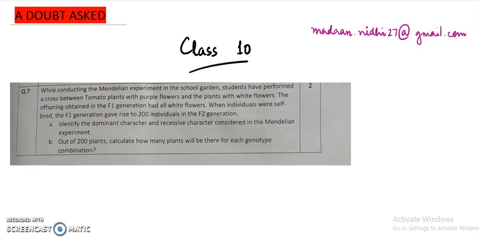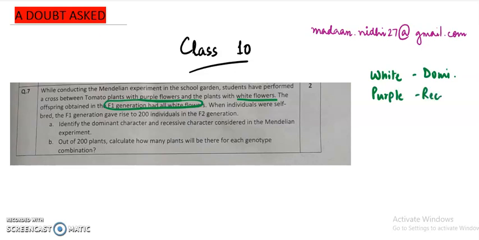Okay. The question is asking, while conducting the Mendelian experiment in the school garden, students have performed a cross between tomato plants with purple flowers and the plants with white flowers, and offspring F1 generation, they were all white. So that means here we need to write that white is the dominant color and purple is the recessive trait, right? Purple is the recessive one.